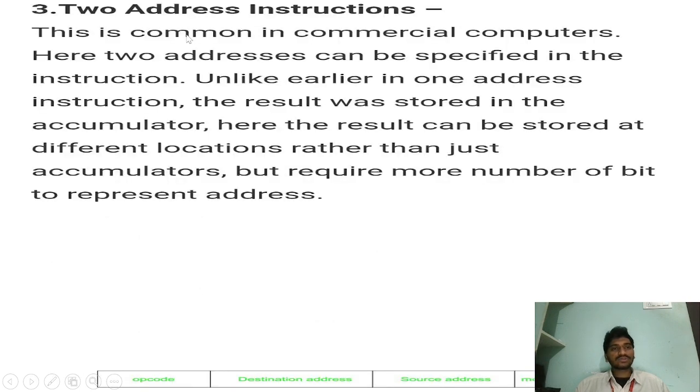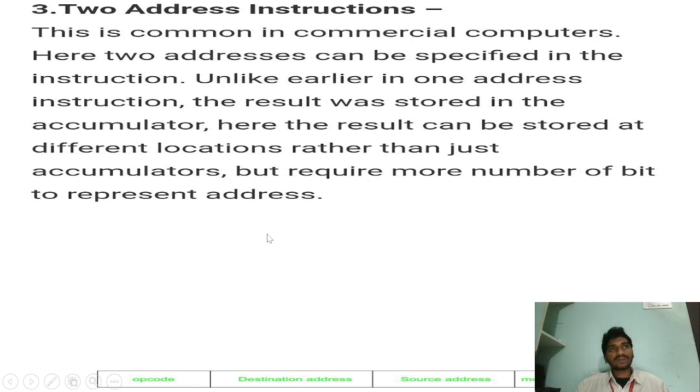And the next one is two address instructions. This is common in commercial computers where two addresses can be supplied in the instruction. Unlike earlier in one address instruction, where the result was stored in the accumulator, here the result can be stored at different locations rather than just accumulators. So in two address instructions, the result can be stored in the registers itself, but it requires more bits to represent addresses.